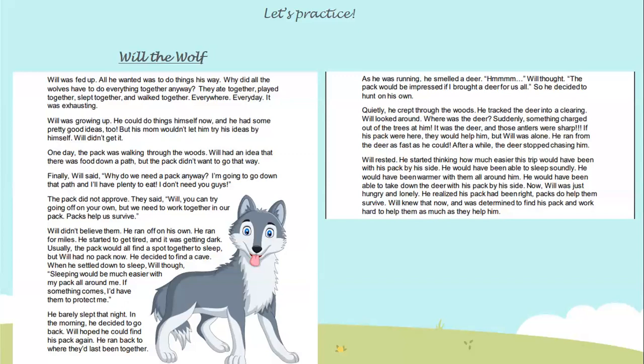He ran back to where they'd last been together. As he was running, he smelled a deer. Will thought, the pack would be impressed if I brought a deer for us all. So he decided to hunt on his own. Quietly, he crept through the woods. He tracked the deer into a clearing. Will looked around. Where was the deer? Suddenly, something charged out of the trees at him. It was the deer, and those antlers were sharp. If his pack were here, they would help him, but Will was all alone. He ran from the deer as fast as he could. After a while, the deer stopped chasing him.